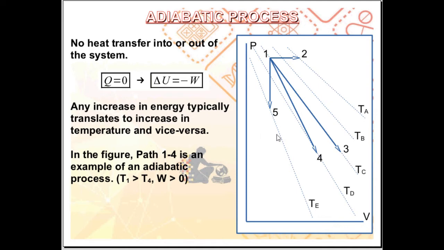In the figure to the right, path 1,4 is an example of an adiabatic process. So from initial state 1, the system transitions to final state 4. The temperature changes from T1 to T4, from Tc to Td. Tc is greater than Td, so T1 is greater than T4. There is work done. W is greater than 0. The system performs work, which results in energy loss of the system, further resulting in a decrease in the temperature of the system from higher temperature T1 to lower temperature T4.